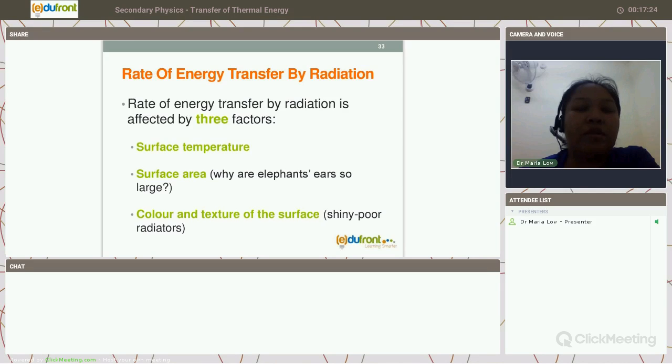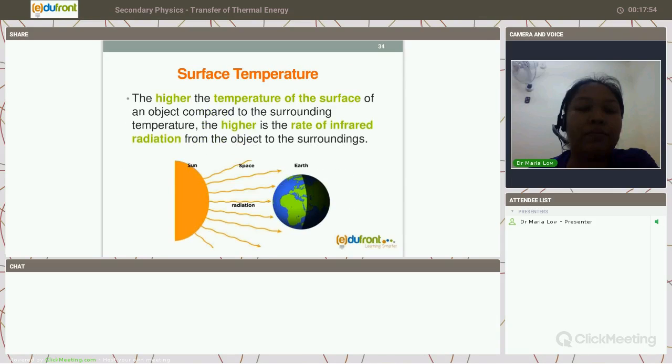Next, let's take a look at rate of energy transfer by radiation. There are three factors that affect the rate of energy transfer of radiation. The first of which is your surface temperature. The next is your surface area. So if you think about surface area, think about why elephants have large ears. Okay, next one is the color and texture of the surface. Being shiny is actually a poor radiator, which we'll talk about in greater detail later on. So let's talk about the first factor, which is surface temperature.